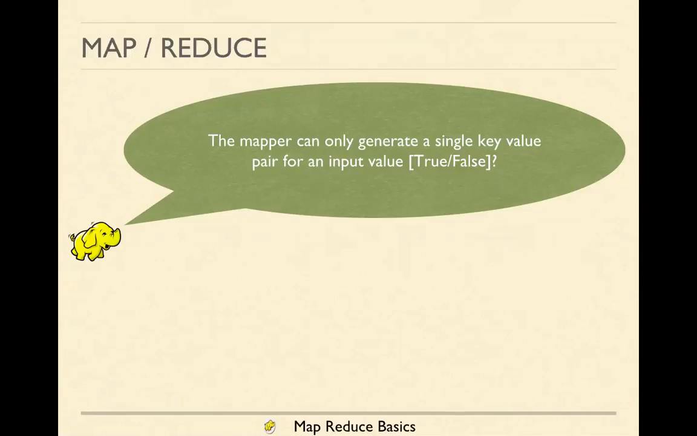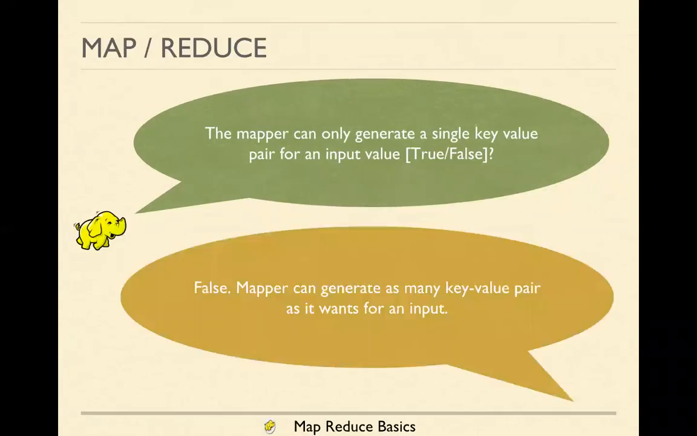So for a single input value, in our case a single line, in the word count example, it was a single line. And we were generating multiple words out of it, multiple key value pairs, right? So the mapper can generate multiple key values. Therefore, it is false.